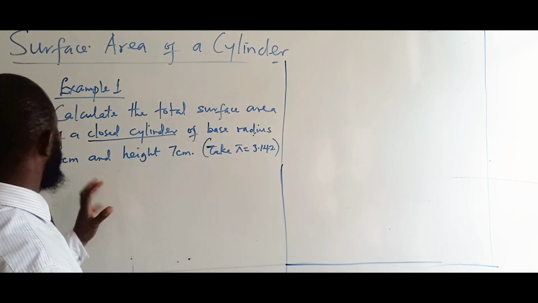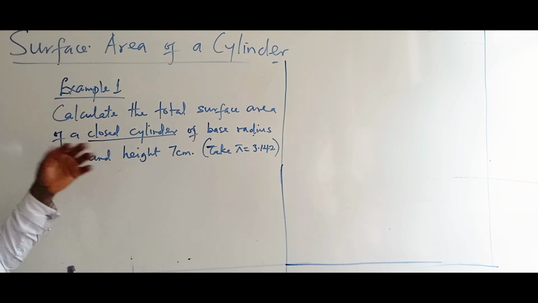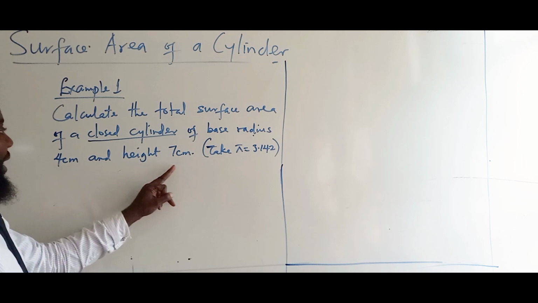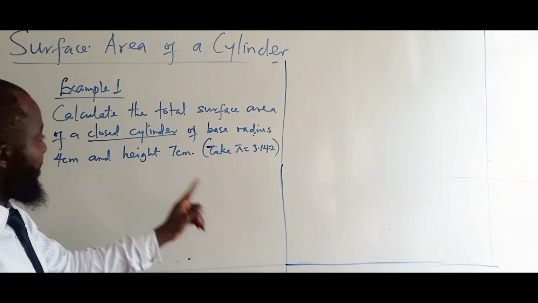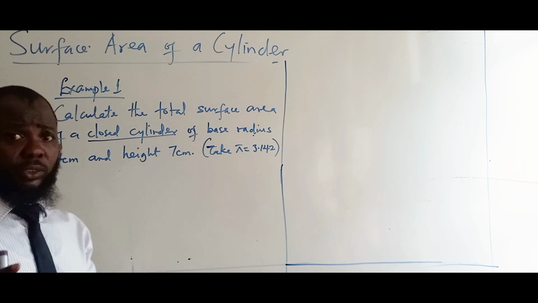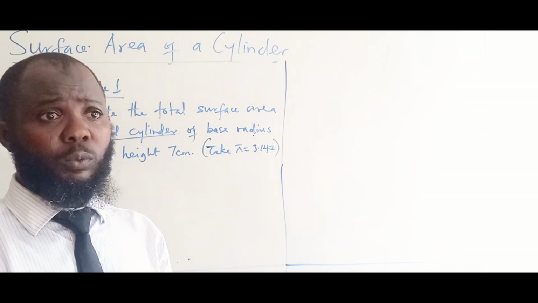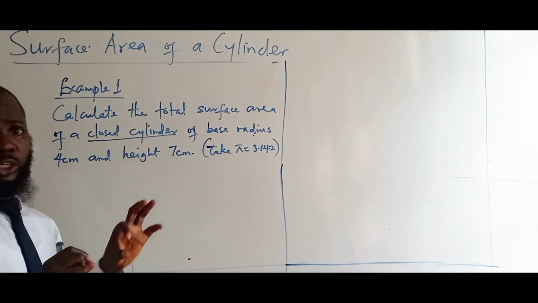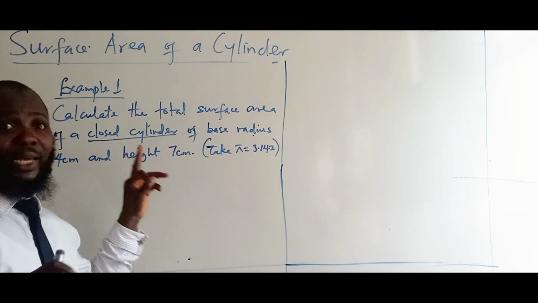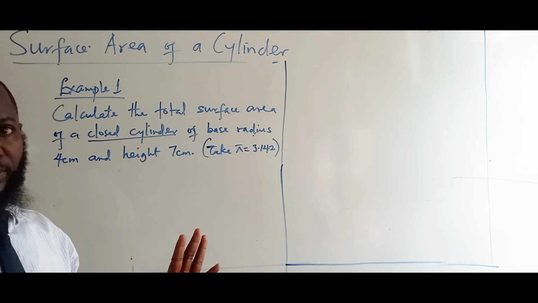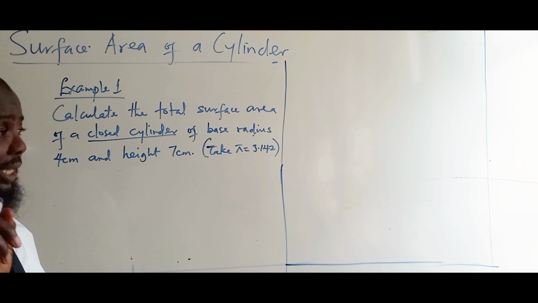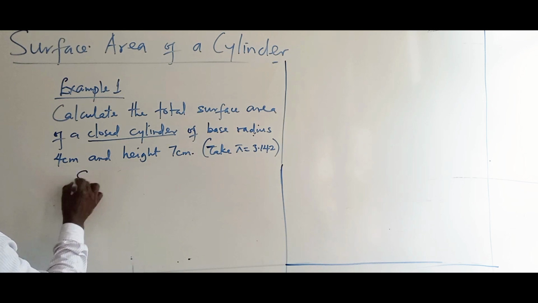Alright, so this is the first example that we'll be looking at. Calculate the total surface area of a closed cylinder of base radius 4 centimeters and height 7 centimeters. Now before we look at it, let me talk about this closed cylinder. In a question, it may be specific about whether it is closed at both ends or one end, but in the case of this question, it's just mentioned closed. So you assume that it is closed at both ends. Don't take it for one end. But if it is specific, that's when you apply one end being closed.